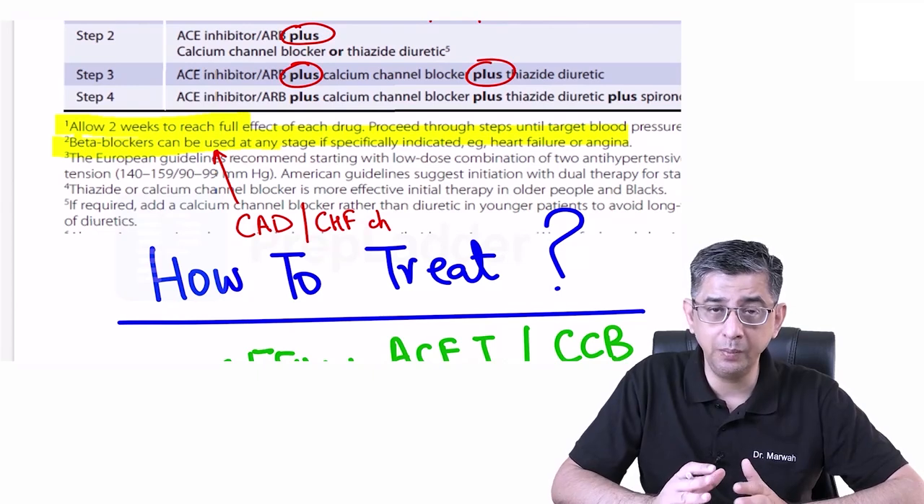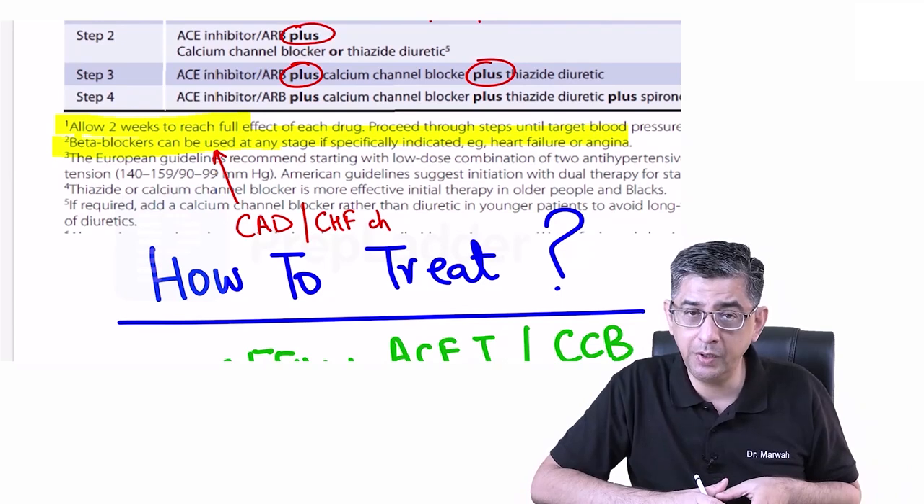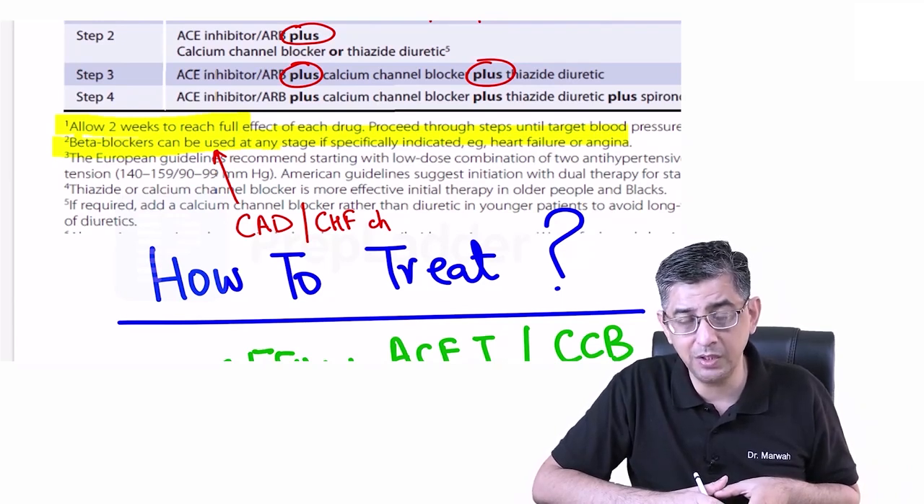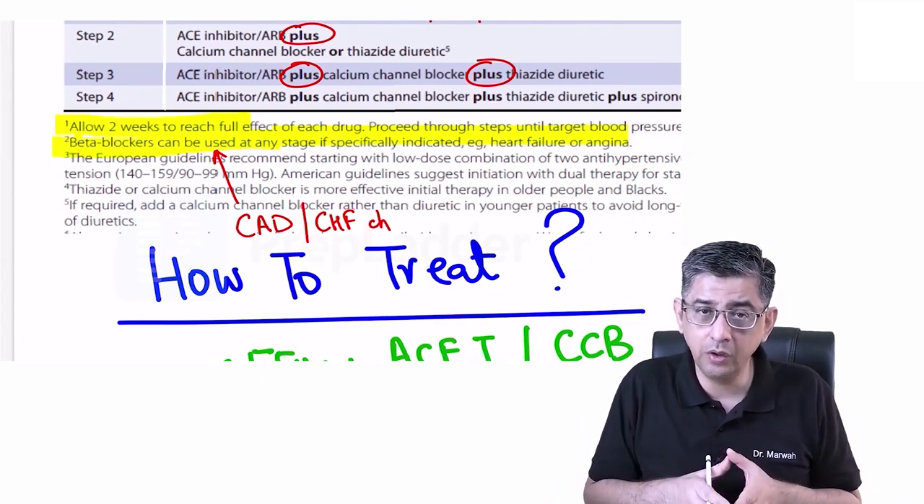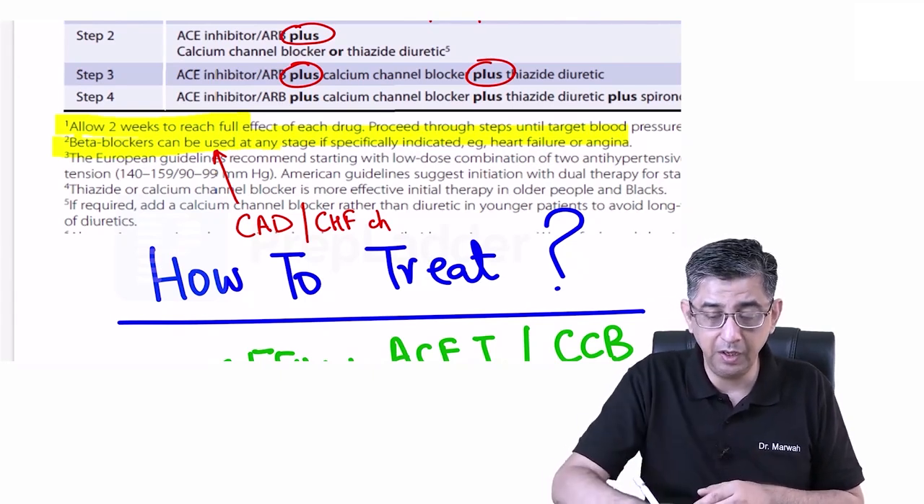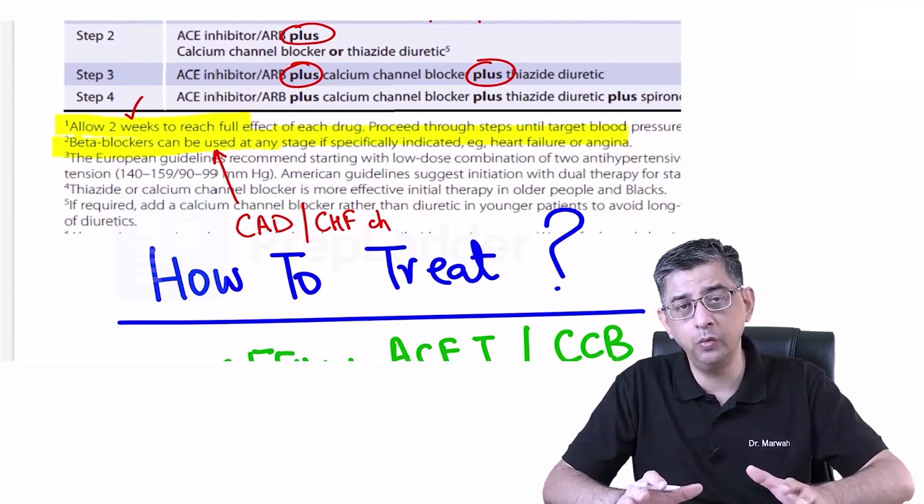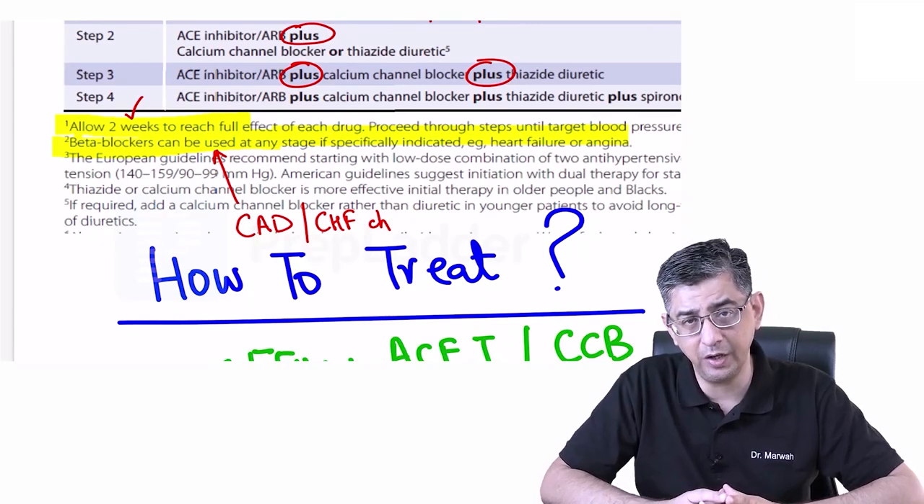And whenever you are making a decision to add one drug, like you have given the maximum dose of ACE inhibitor, it's not producing a substantial reduction in blood pressure, the values are still elevated, what you are going to do is wait for 2 weeks for the drug to have its full effect. And if even after 2 weeks there is no improvement, the blood pressure is not coming down, you definitely can add an additional category of drugs.